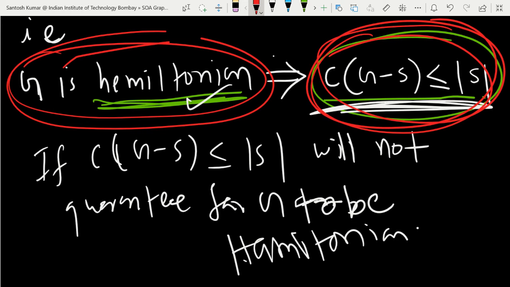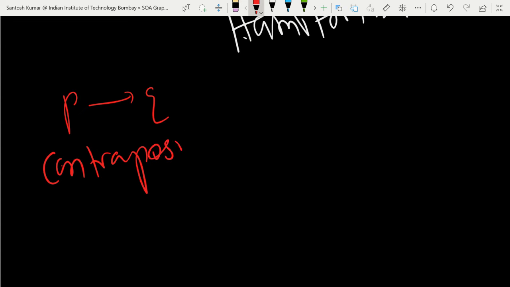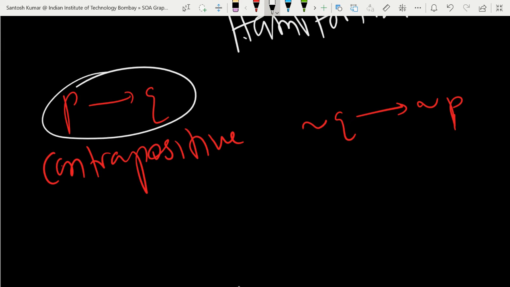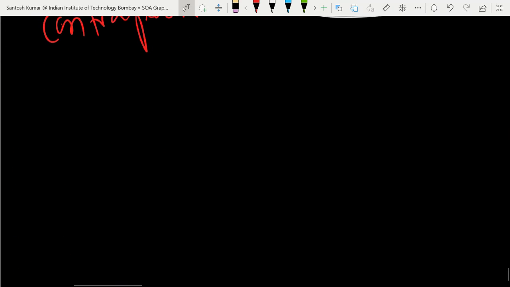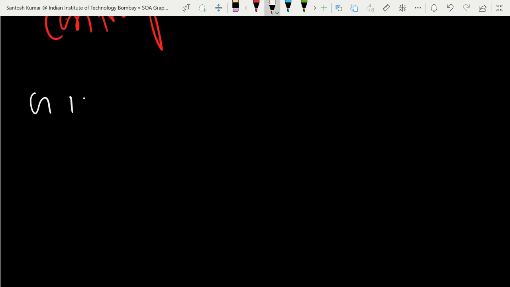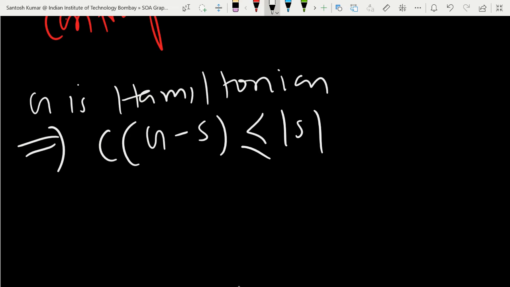This is called the contrapositive statement. P implies Q is one statement, and the contrapositive statement is not Q implies not P, and both are equivalent. So P implies Q is equivalent to not Q implies not P. If I write this statement again, we have: G is Hamiltonian implies the number of components in graph G minus S will be less than or equal to |S|.